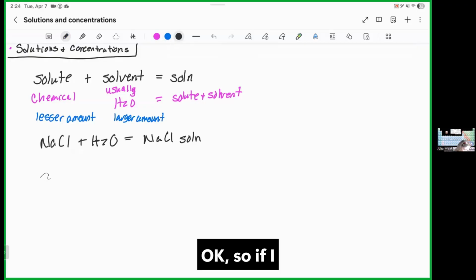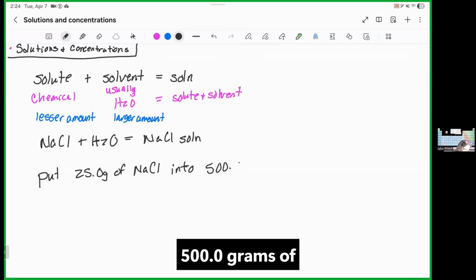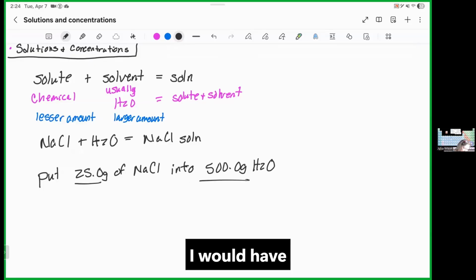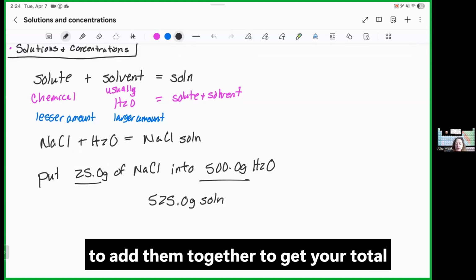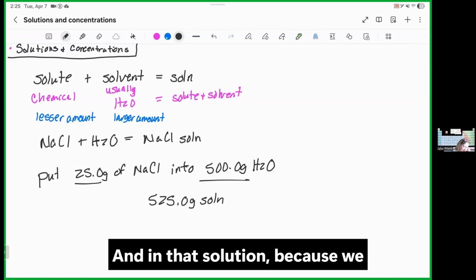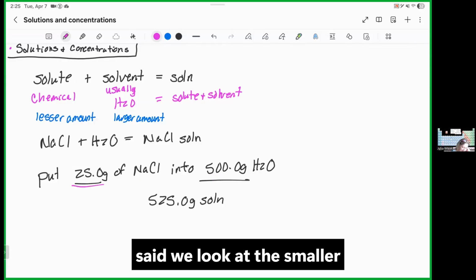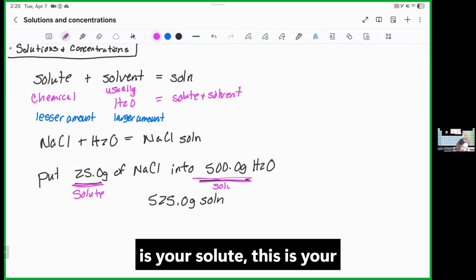Okay, so if I said that I put 25 grams of sodium chloride into 500 grams of water, I would have those together. I would have 525 grams of solution. Okay, so you have to add them together to get your total amount of solution. And in that solution, because we said we look at the smaller amount and the larger amount, this is your solute, this is your solvent.